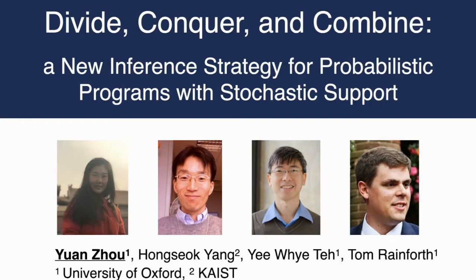Today I'm here to present our paper Divide, Conquer, and Combine, which is a new inference strategy for probabilistic programs with stochastic support. Let's kick off with an example to see what stochastic support means and why it causes problems. Suppose I have collected some data that I want to model for future prediction.